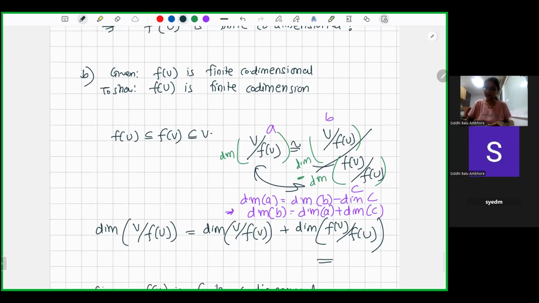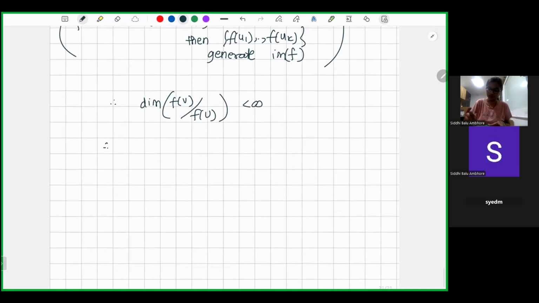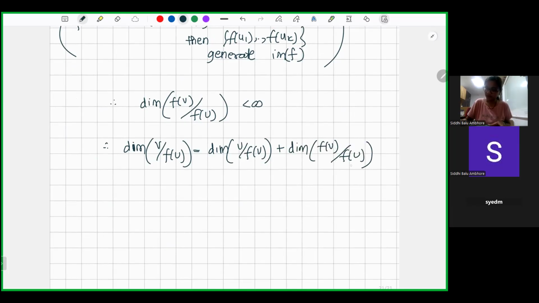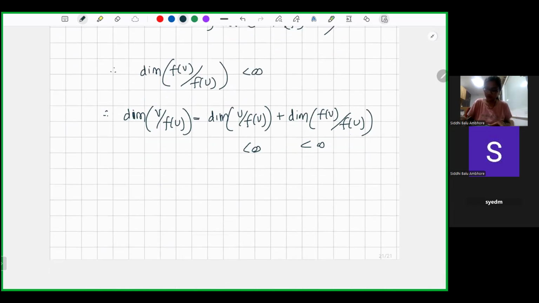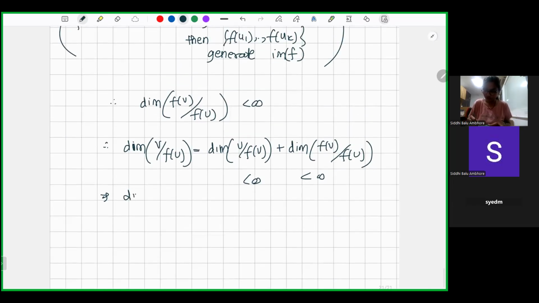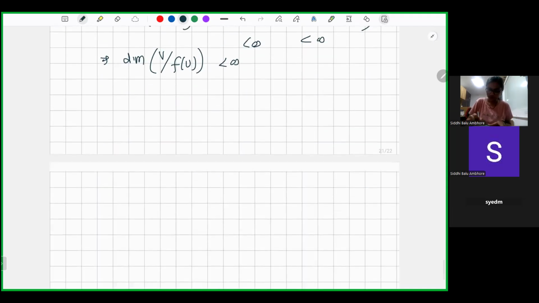So we got that this is finite dimensional and the whole thing is finite dimensional. So therefore, the dimension of V quotient f of U, which was the dimension of V quotient f of V, which we know is finite dimensional, and we just got that this is also finite dimensional. Sorry for this. Both are finite dimensional, so therefore this is finite dimensional, and therefore f of U is finite codimensional. And we are done.